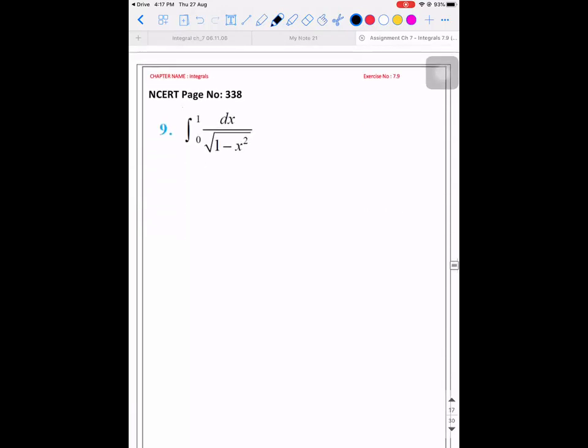So the integral from 0 to 1 of 1 over root of 1 minus x square. Root of a square minus x square under it gives sine inverse of x between 0 to 1. That will be sine inverse of 1 minus sine inverse of 0. Sine inverse of 1 is pi by 2, minus 0, so pi by 2. Got it? Yes, sir.